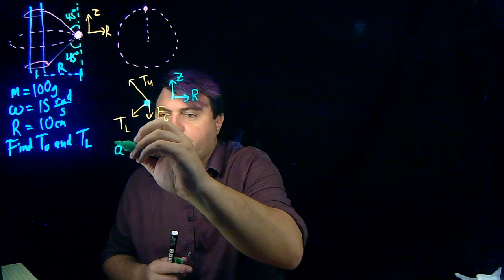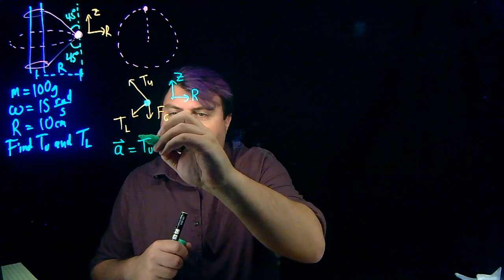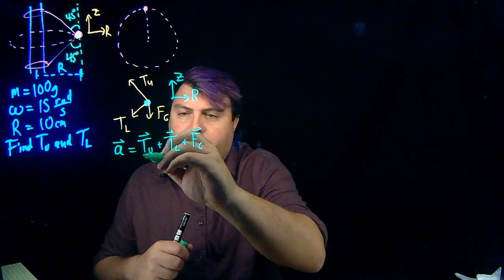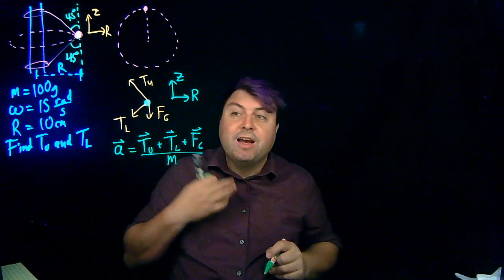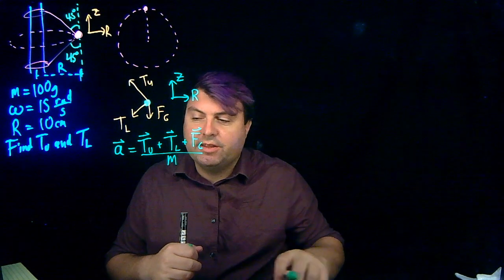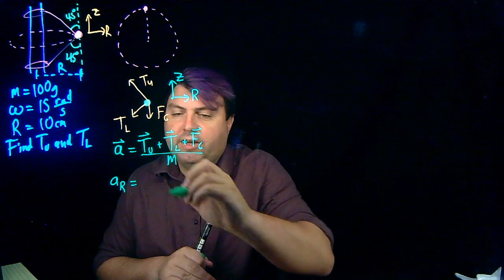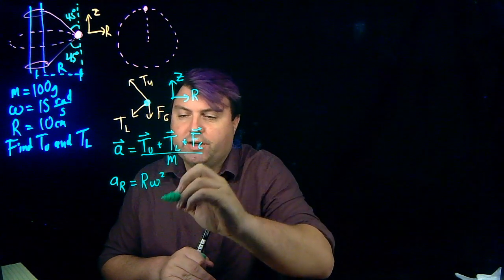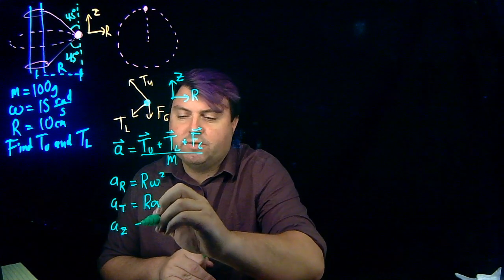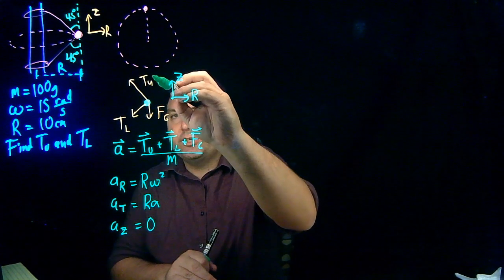So we can write our Newton's second law. We're just going to do the vector form, writing all of the individual forces: tension upper, tension lower, force of gravity, divided by the mass. What's nice about circular motion is that we always decompose into the same system, and we always have the same acceleration constraints. We always have a sub r, and that's always equal to r omega squared. We always have a sub t, equal to r alpha. And we also have a sub z, equal to 0.